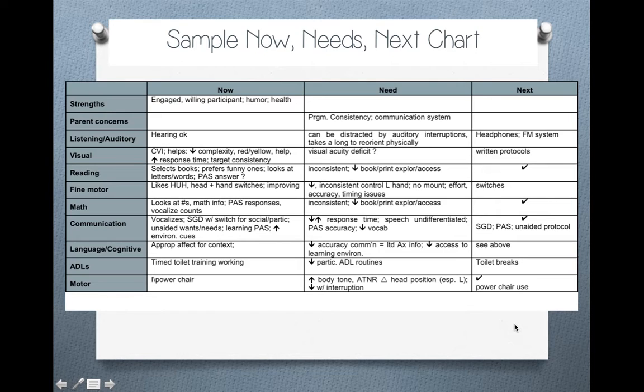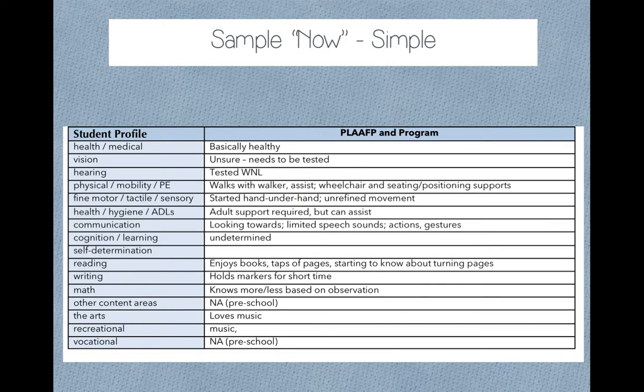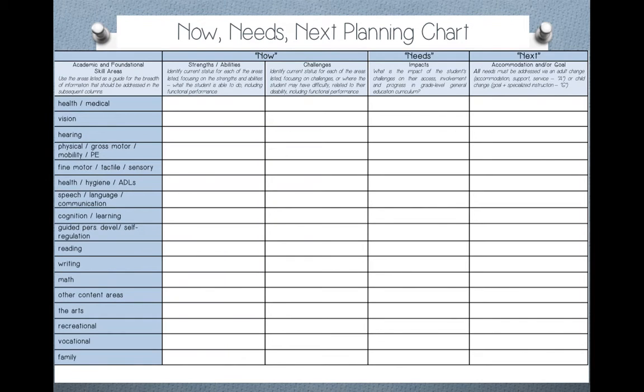Okay, so let's see what else we have for sample. This is an example of a different way to apply it. You only see the first column here, and again, depending on where you are, that may be where you want to start. This is sort of a quick description of who the child is, and you'll actually see this in one of your goal examples. This is the profile, and following that are details about the goal. So this is just a simple now version of the chart.